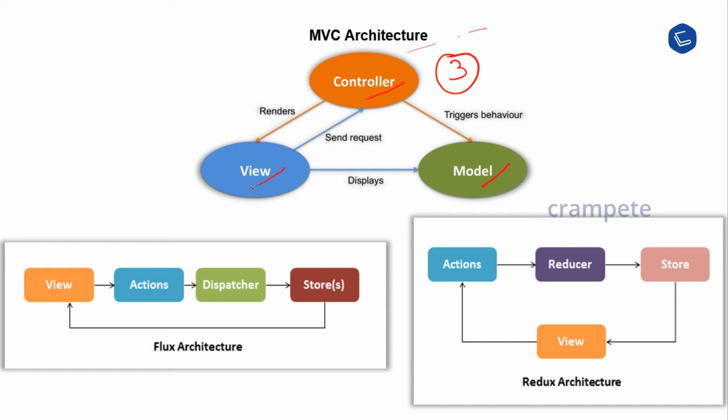View displays the model in the UI, whereas controller serves as an interface between the view and model. So whenever a controller receives a request from the user, it uses the appropriate model and view and generates the response, sending it back to the UI, and hence the user can have the view displayed in the browser. So this is the three-tier architecture of MVC.